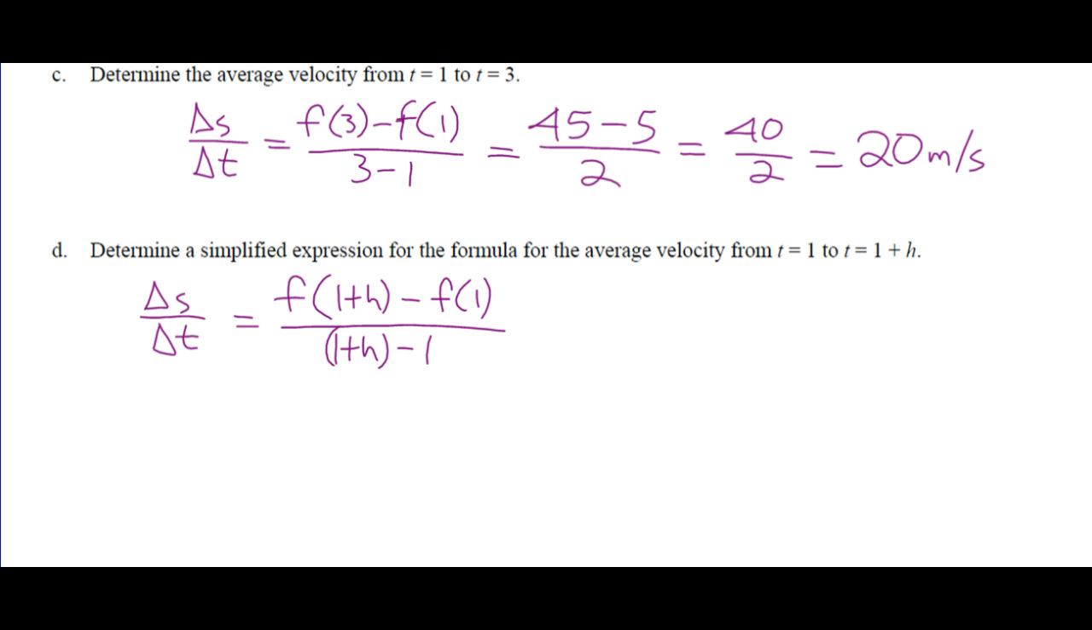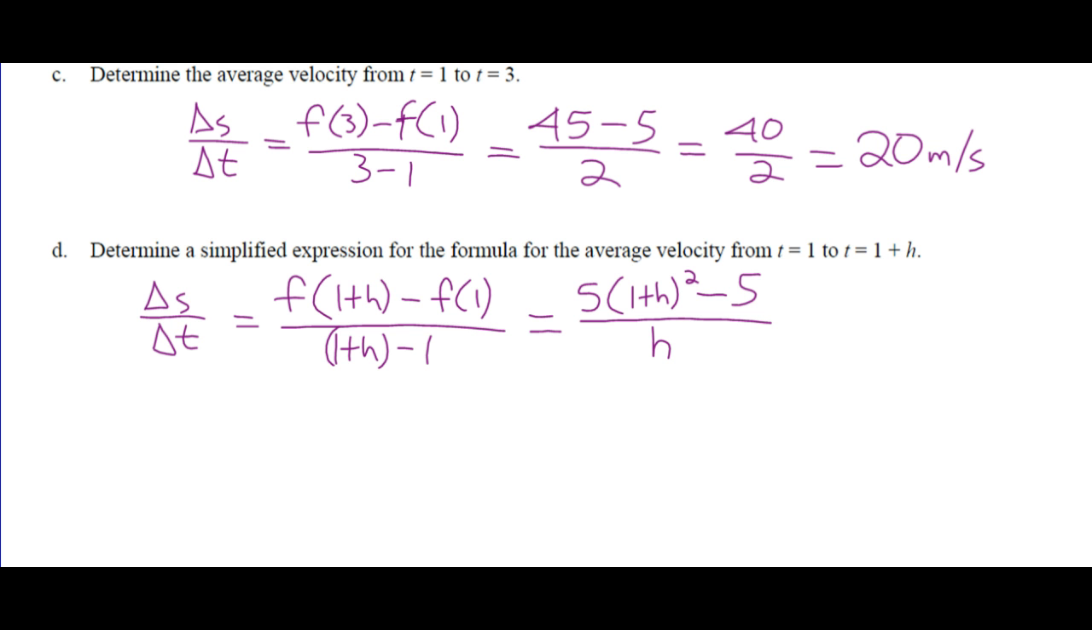So what's f at 1 plus h? Well, it's going to be 5 times (1 plus h) quantity squared, right? 5t squared, but our t here is 1 plus h, minus f of 1, and f of 1 is 5, over, what goes on the bottom here? h. Okay, did that all in one step. That's good.